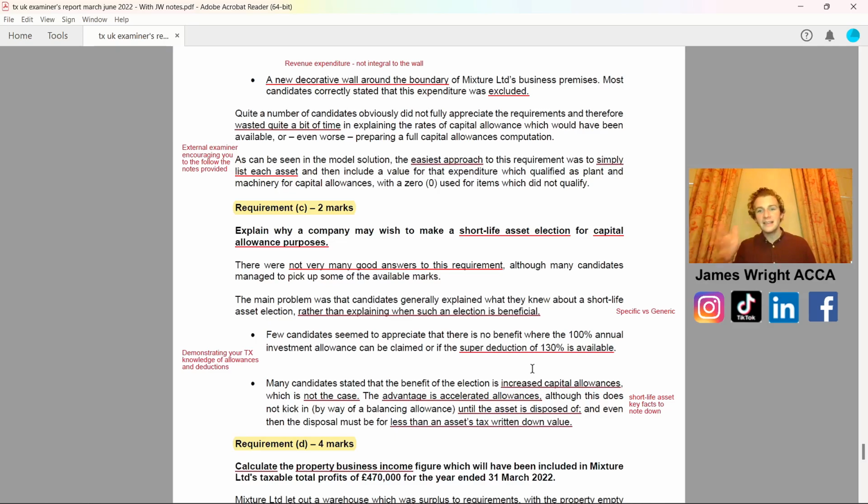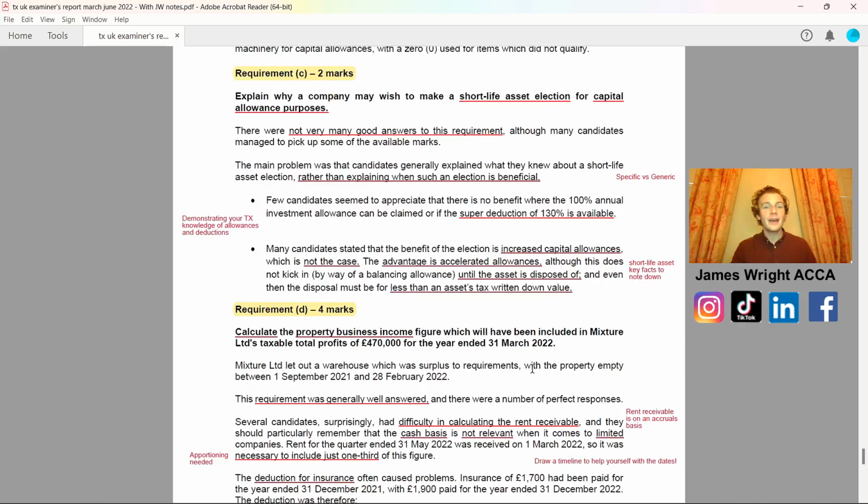As you can see, the easiest approach was simply to list each asset and then right by the side of it, does it qualify for capital allowances or does it simply not on there, which some students didn't do. They give you guidance within the requirements, so just follow it. If you follow the guidance from the requirements, you'll get on a lot better.